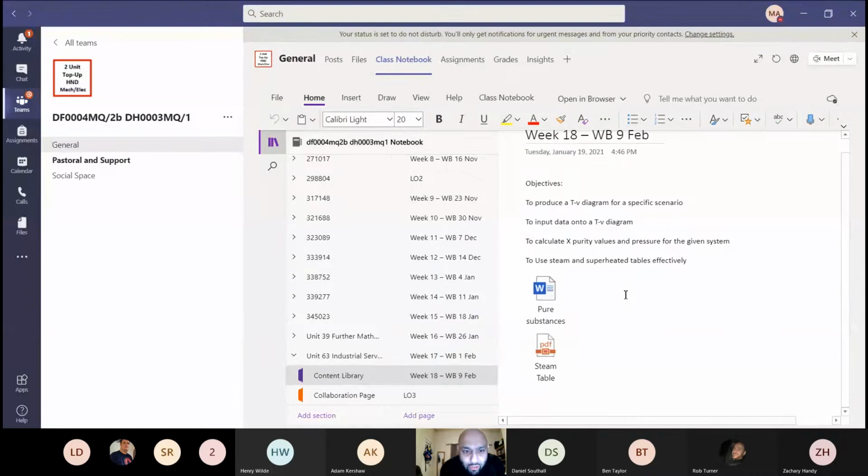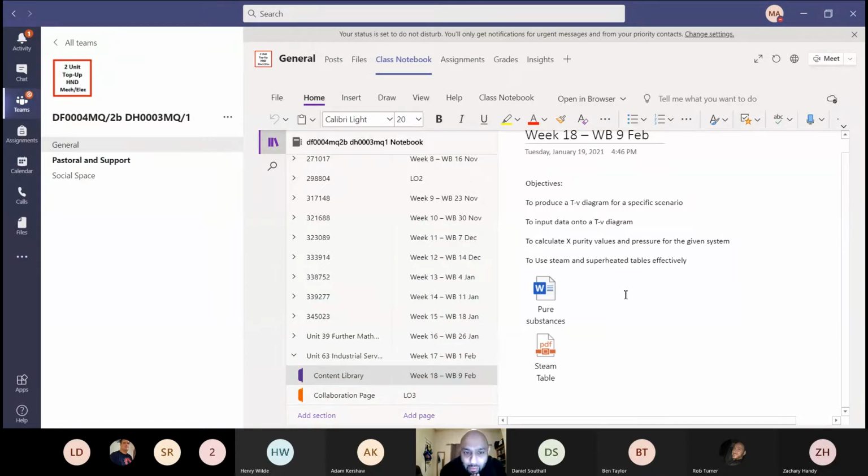Right, so the objectives today are to draw a TV diagram for a specific scenario, to input data into a TV diagram, to calculate dryness fraction (quality) values and pressure for a given system, and to use steam and superheated tables sufficiently. We're going to try and do that today. It's quite a deep example we're going to give today, but it's going to cement everything together that you've been doing bits of here and there.